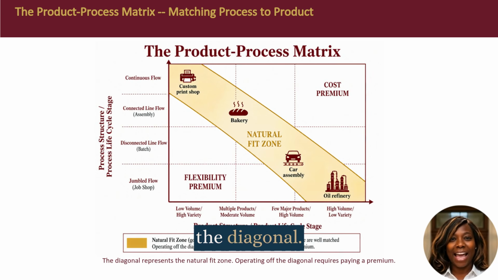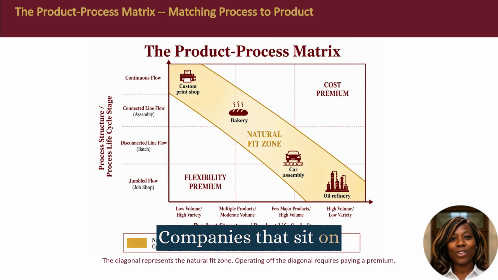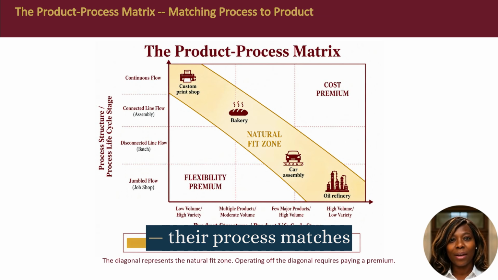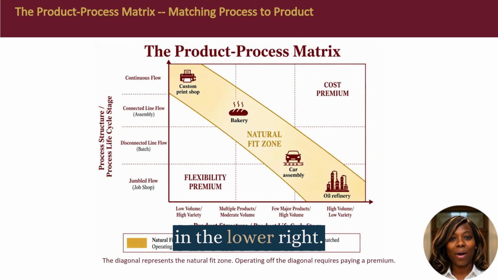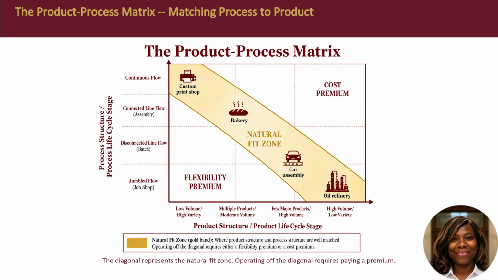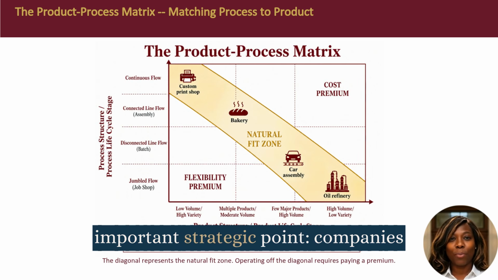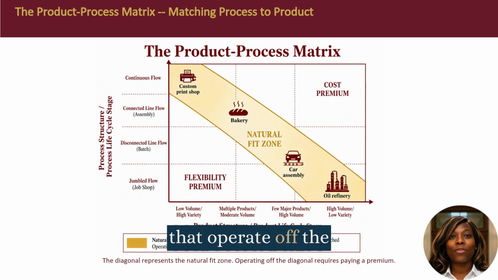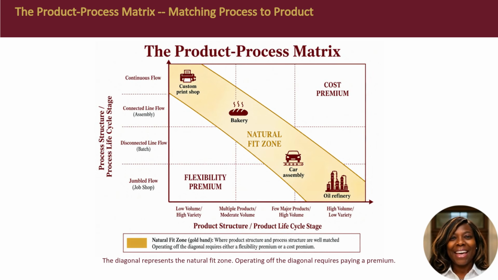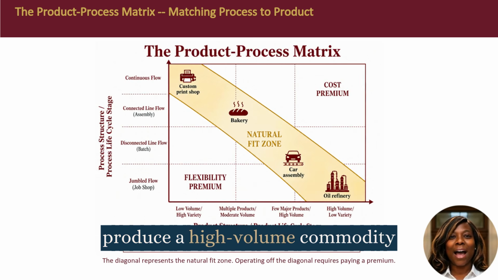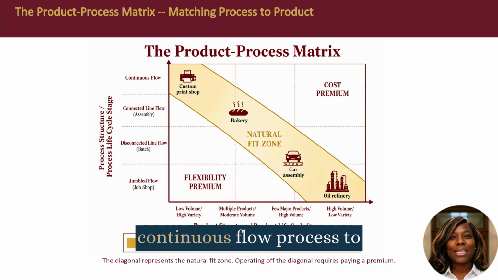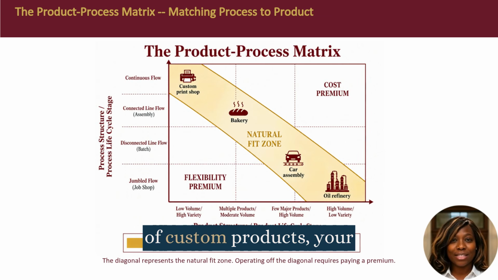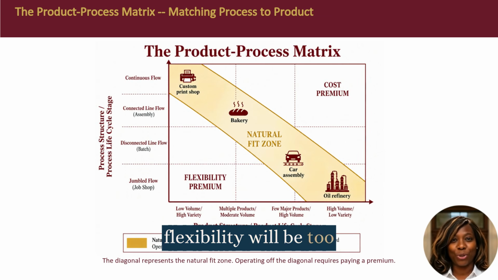The key insight is the diagonal. Companies that sit on the diagonal are in the natural fit zone. Their process matches their product. A custom print shop is in the upper left. An oil refinery is in the lower right. A bakery sits in the middle. Now here is the important strategic point. Companies that operate off the diagonal pay a premium. If you use a job shop process to produce a high volume commodity product, your costs will be too high. If you use a continuous flow process to produce a wide variety of custom products, your flexibility will be too low.